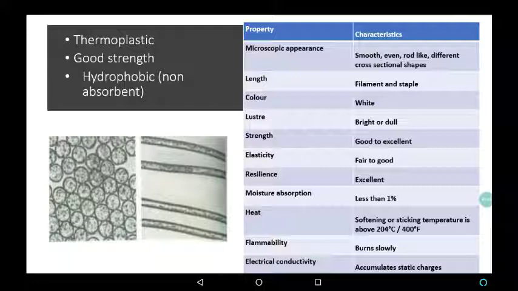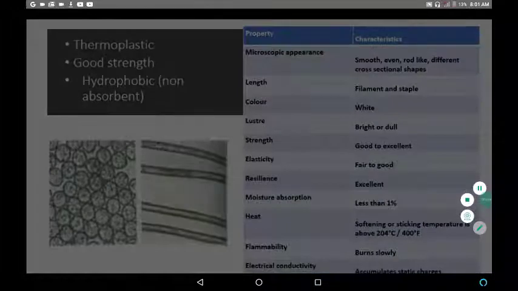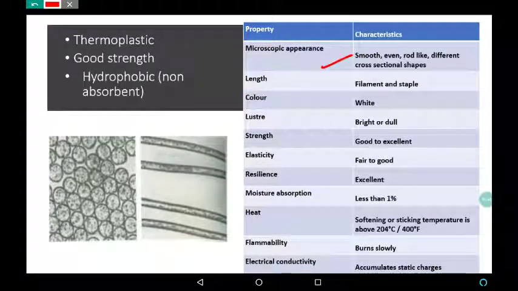Its macroscopic appearance: it has a smooth, even, rod-like structure and different cross-sectional shapes. Here you can see it has filament or staple. It has white color, bright or dull luster. It means its luster can be controlled according to its end uses. It has a good to excellent strength. Elasticity is fair to good. Resilience is excellent. Moisture absorption is less than 1%.